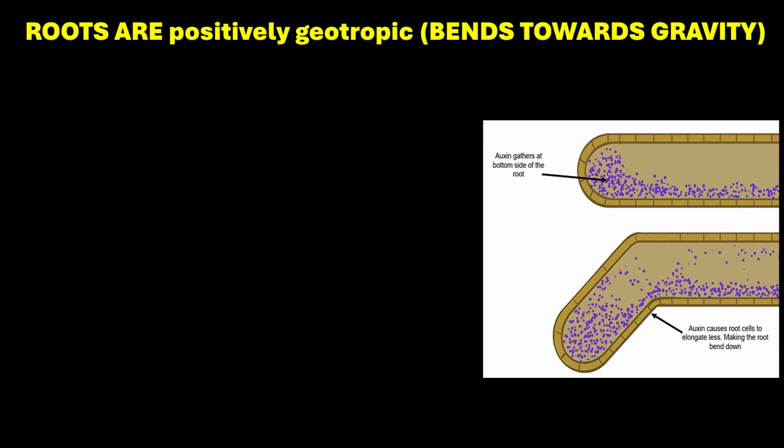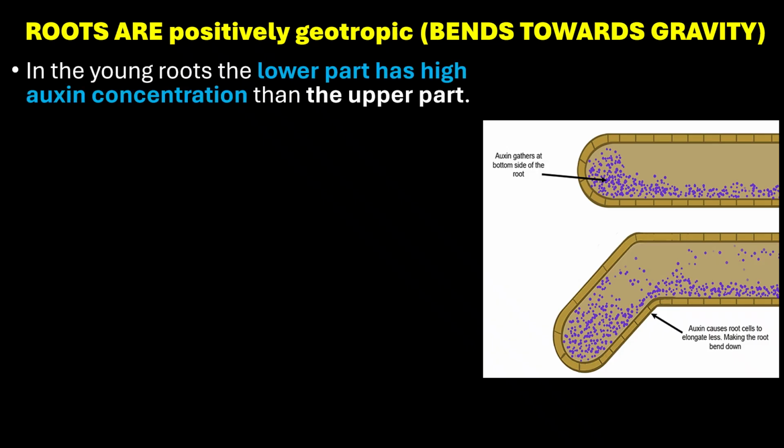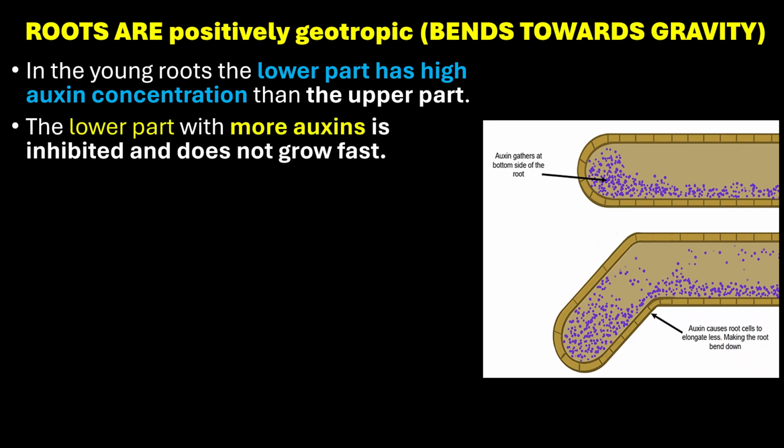Then, what about the roots? The roots are positively geotropic. They bend towards gravity. Why do they bend towards gravity? They bend towards gravity because in the young roots, the lower part has high auxin concentration than the upper part. So this is the lower part, this is the upper part. Over here, the lower part has high auxin concentration than the upper part. So what's going to happen? The lower part with more auxin is inhibited and it does not grow. So more auxin in the lower part prevents the cells from growing.